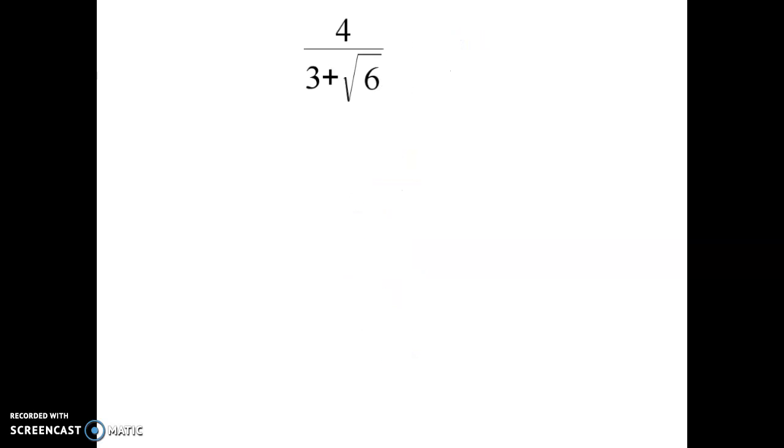In my last example, this one's a little bit different than the others because it's 2 separate terms in the denominator. It's 3 plus a negative square root of 6. So I can't just multiply a square root of 6 to the denominator. If you have a binomial in the bottom of your fraction, we're going to use something that's called a conjugate.